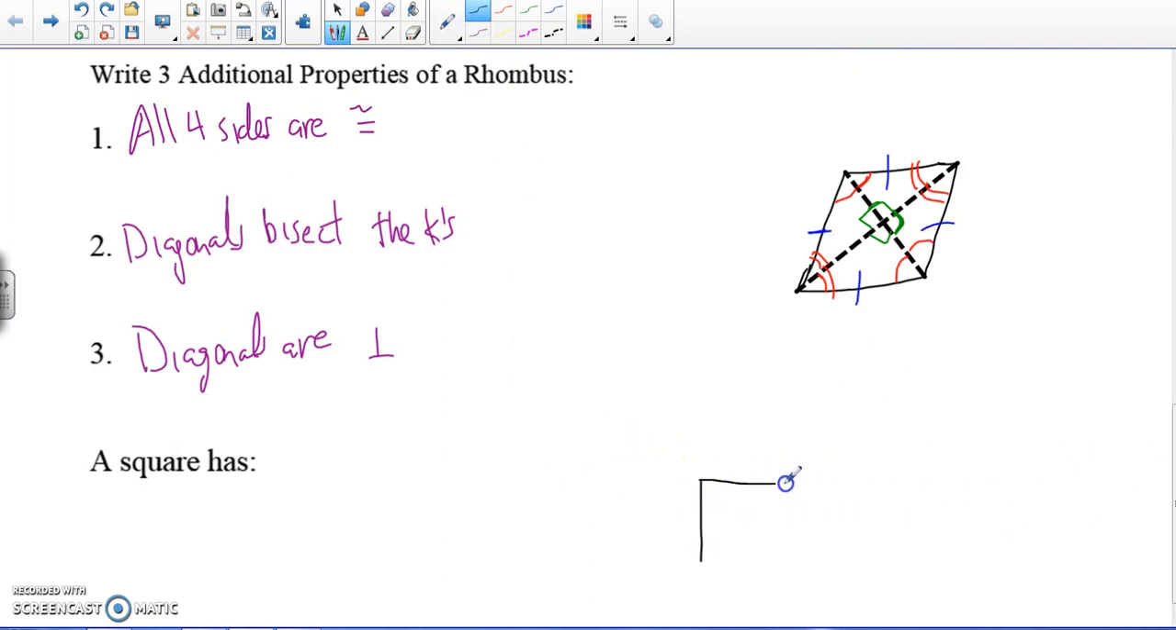And now, last but not least, when we draw the square, it has everything. Opposite sides are congruent. All four sides are congruent. All four angles are 90s. The diagonals are perpendicular.